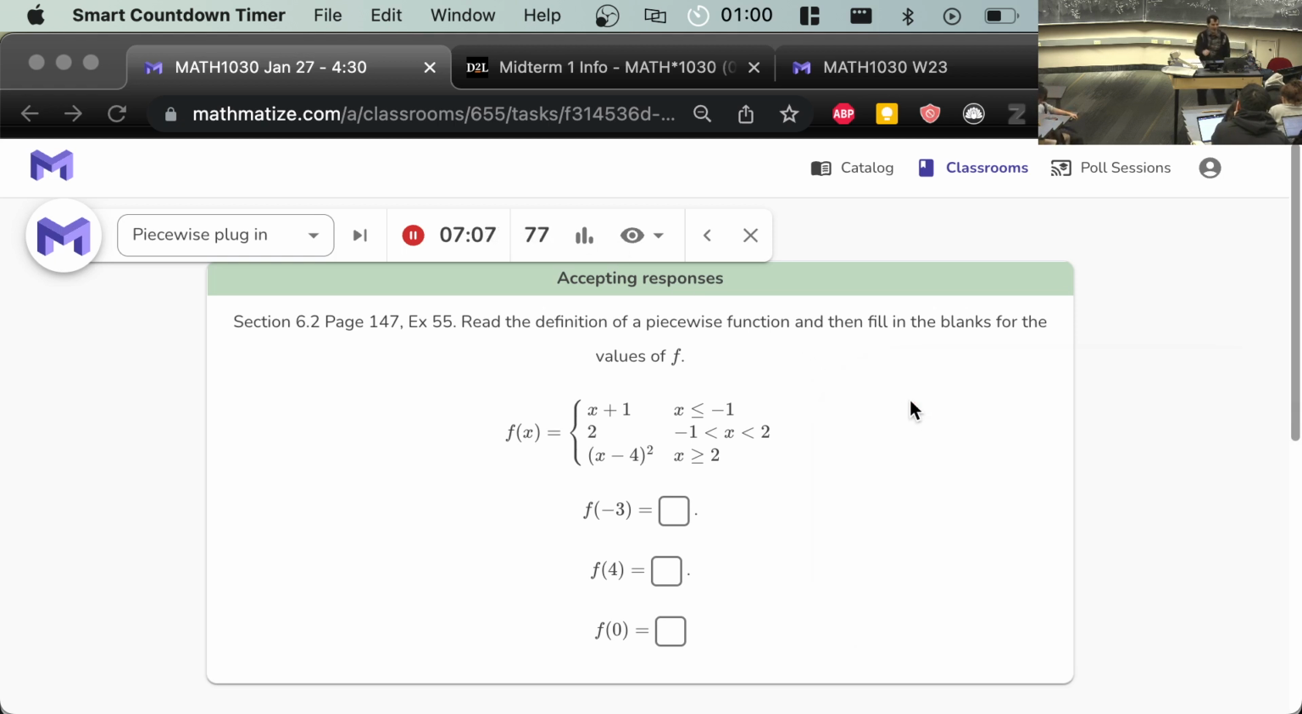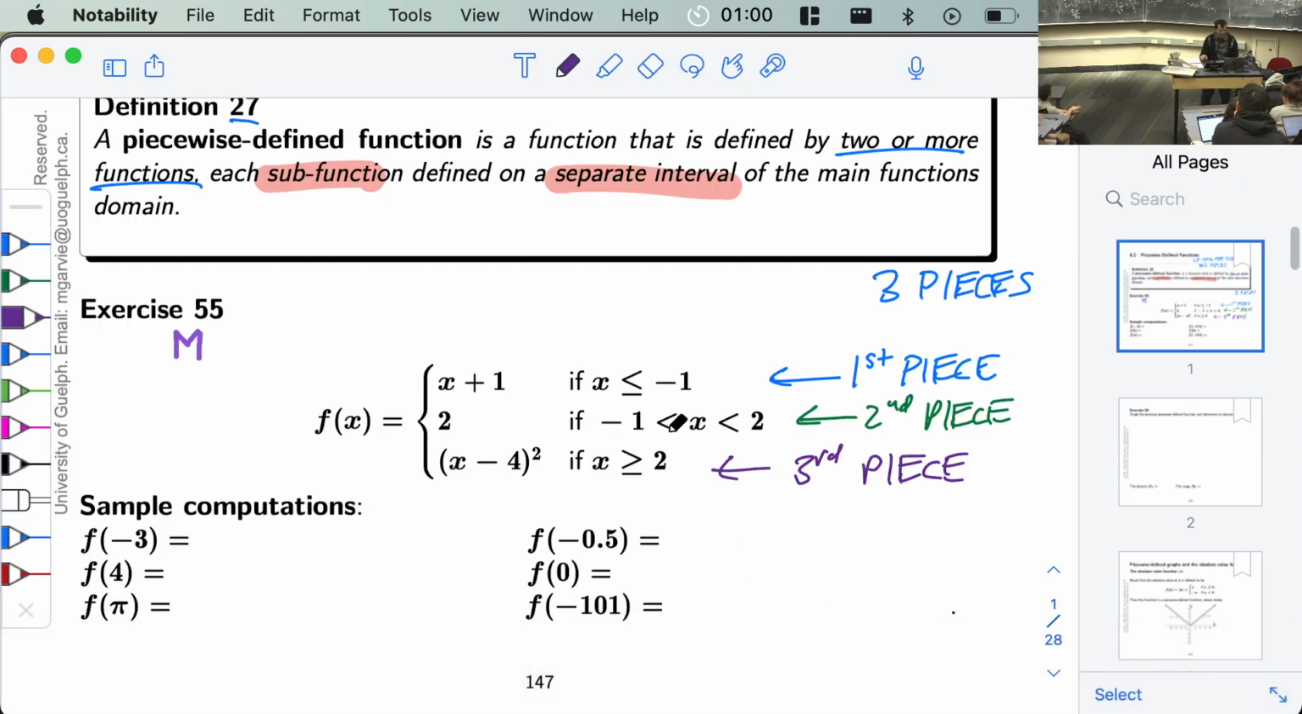Okay, so the first one is f of -3. What you have to decide is which branch to use, and -3 is less than -1, so we're going to use the first branch. So to do f of -3, we're going to do -3 plus 1, because the function is x plus 1. Whatever x is, we add 1. -3 plus 1, that's -2.